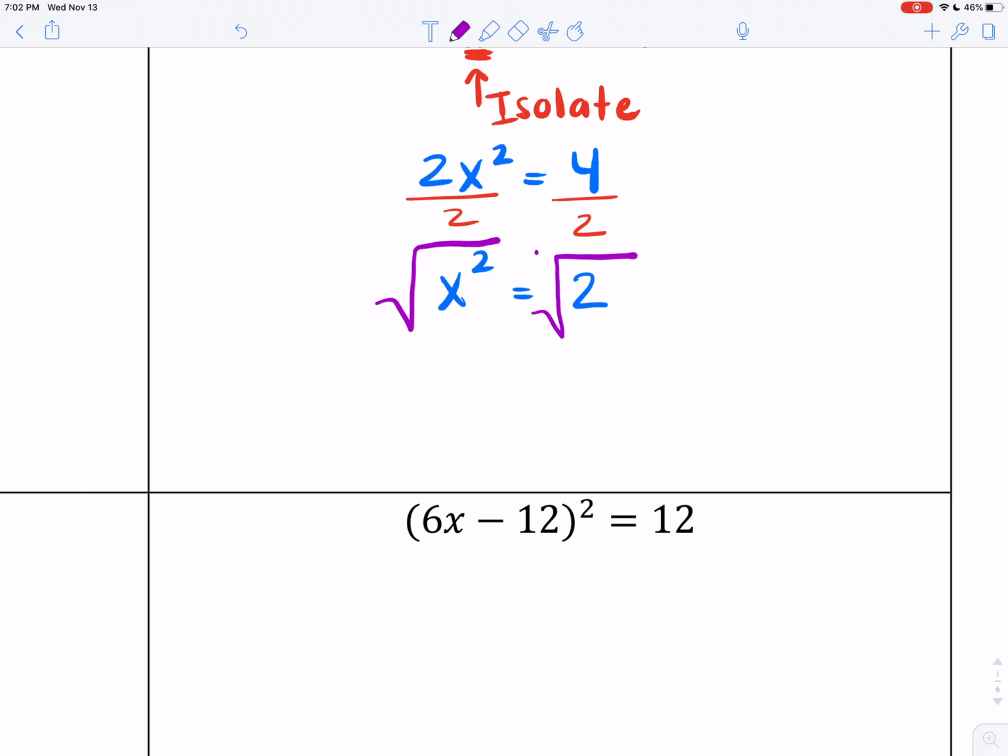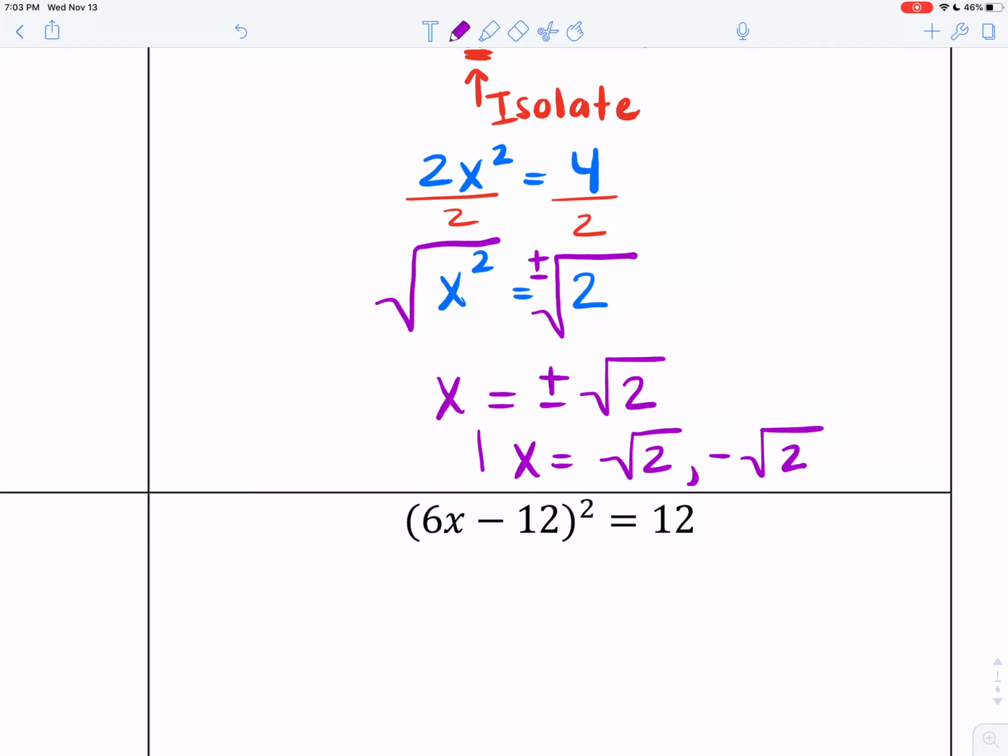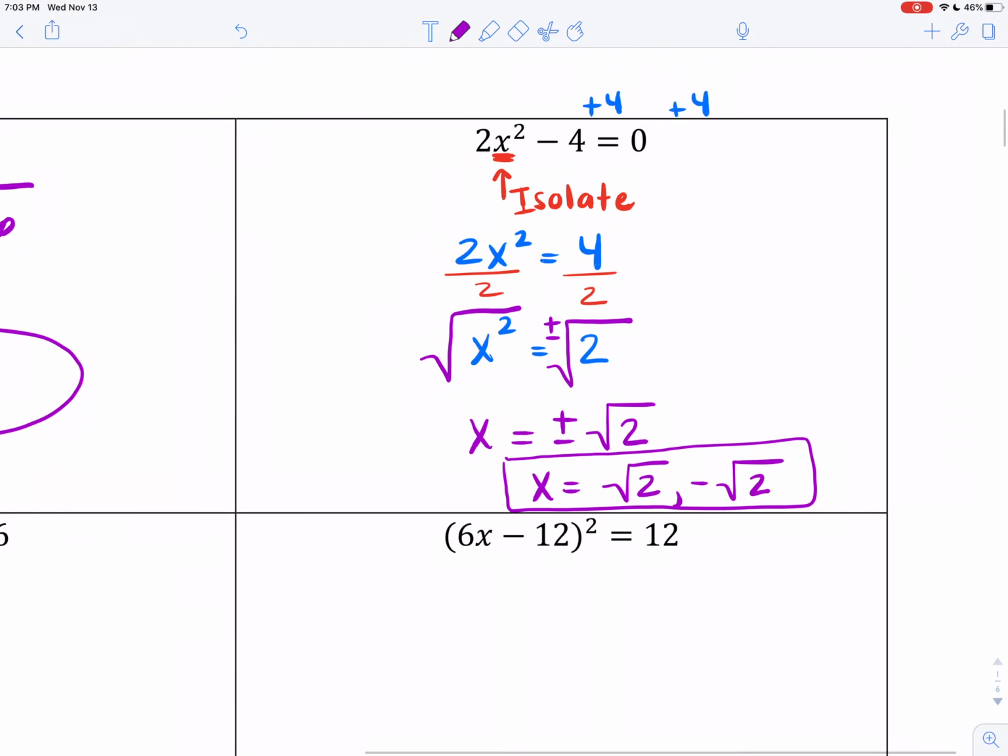And then I just want to remember that when I take the square root, there is a plus or minus. So the square root of x squared would be x. And then over here, I'm going to be left with plus or minus square root of 2. And square root of 2 can't be simplified. So all I could really do here is write this out as 2 solutions. One would be the positive square root of 2, and one would be the negative square root of 2. All right, and that would give me the 2 solutions that would satisfy the original equation.